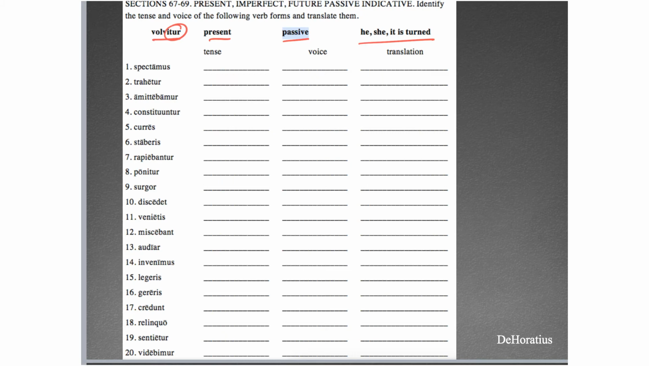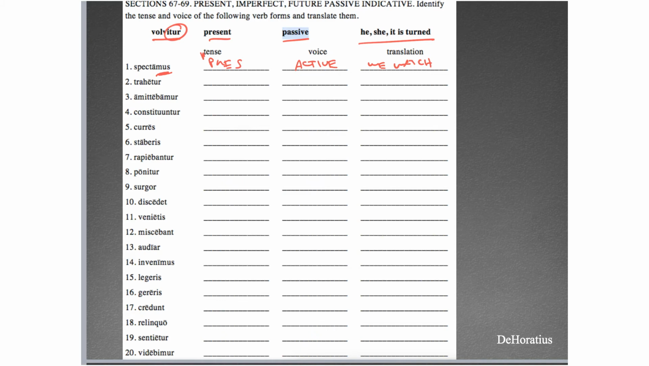So in the first one, spectamus, present, it's going to be active because of that -mus. And just in case I didn't say it, voice is what we're talking about here. So voice is that thing that is active and passive. Voice basically indicates the relationship between the subject and the verb, whether the subject does the action or receives the action. And then translate it, we watch.